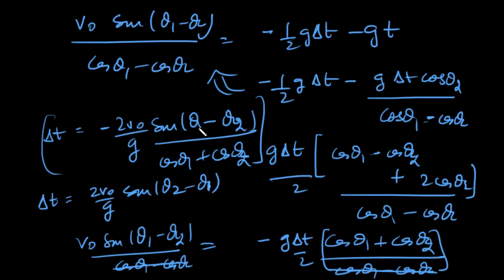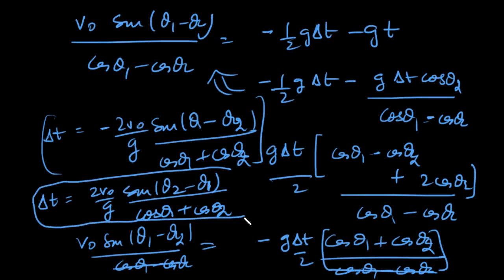Okay, because this would be sine theta 1 cos theta 2 minus cos theta 1 sine theta 2, and when minus is added, this would be sine theta 2 cos theta 1 minus cos theta 2 sine theta 1, right? So this would be like this, and this would be cos of theta 1 plus cos of theta 2. This is the final answer. Okay, the time lag leading to the collision of shells, this is the answer. 2 v naught by g sine of (theta 2 minus theta 1) divided by cos of theta 1 plus cos of theta 2.